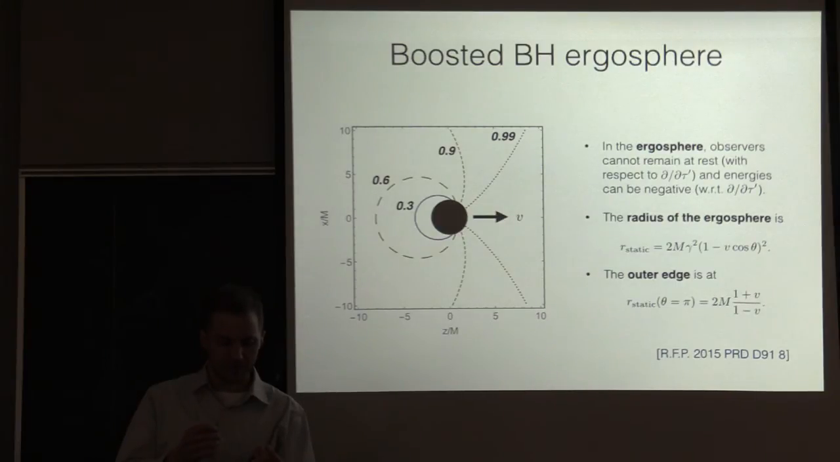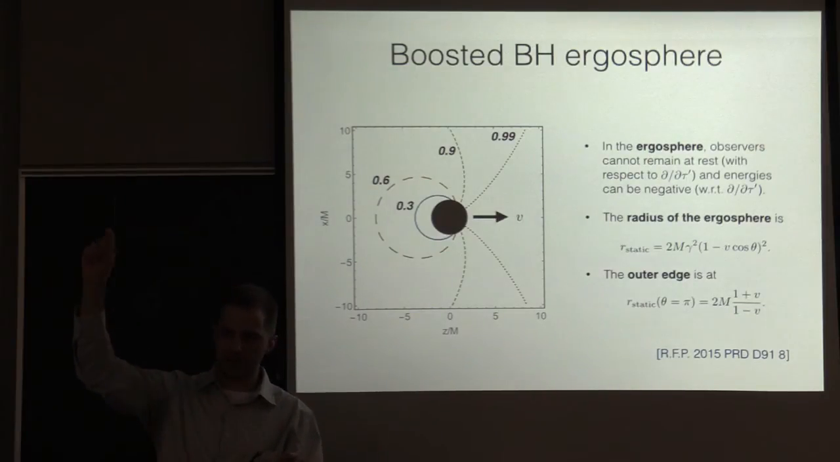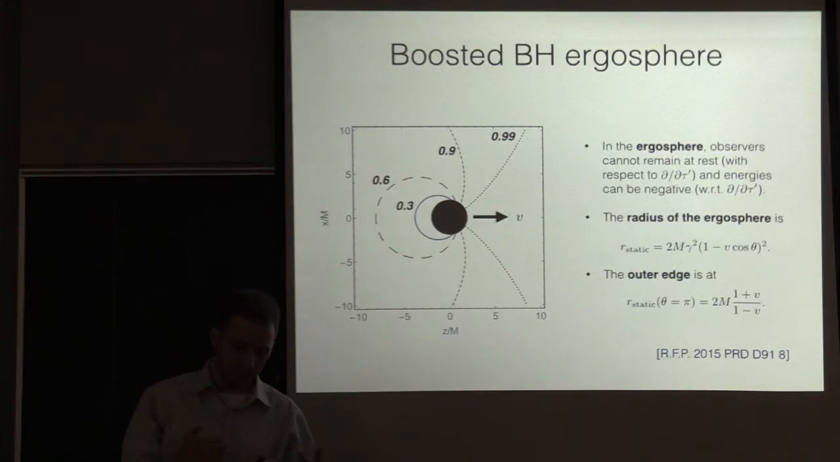The Penrose process is, if you haven't heard about it, what you're doing is you're sending in particles with positive energy into the ergosphere. You're letting them decay. And then one of the daughter products falls into the black hole with negative energy, and the other one comes out with more energy than the one you threw in. And so it's a nice proof of principle that you can extract energy from spinning black holes.